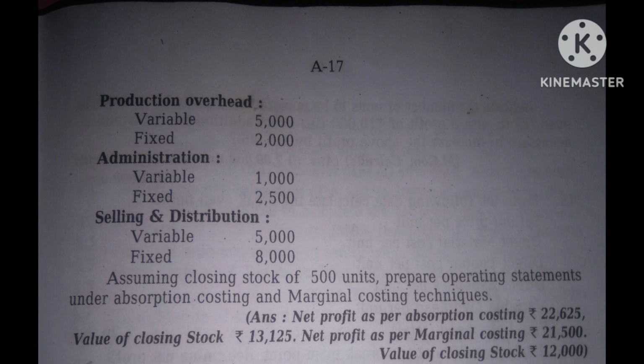Given variable production overhead is 5,000, fixed production overhead is 2,000, variable administration is 1,000 and fixed administration is 2,500. Variable selling and distribution is 5,000 and fixed selling and distribution is 8,000. Assuming closing stock of 500 units, prepare operating statements under absorption costing and marginal costing techniques. Now let's see the problem.